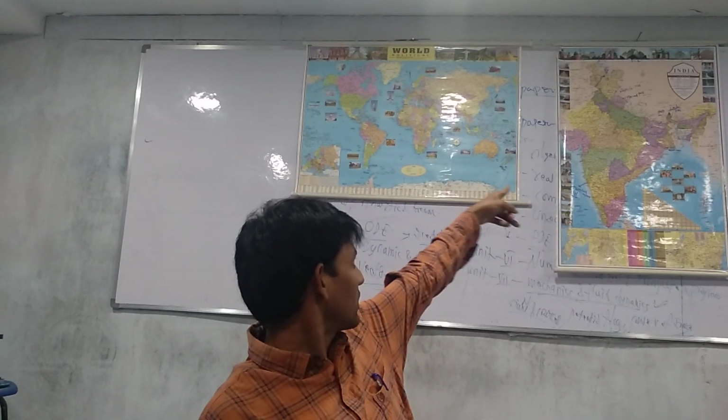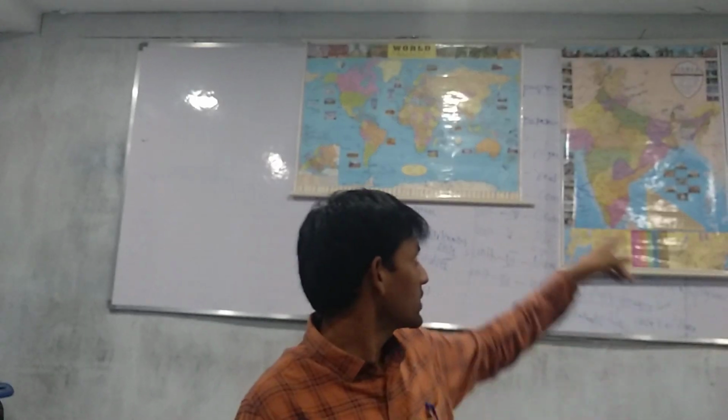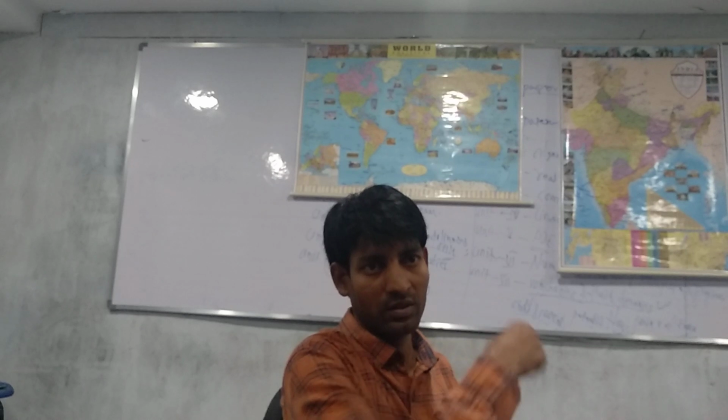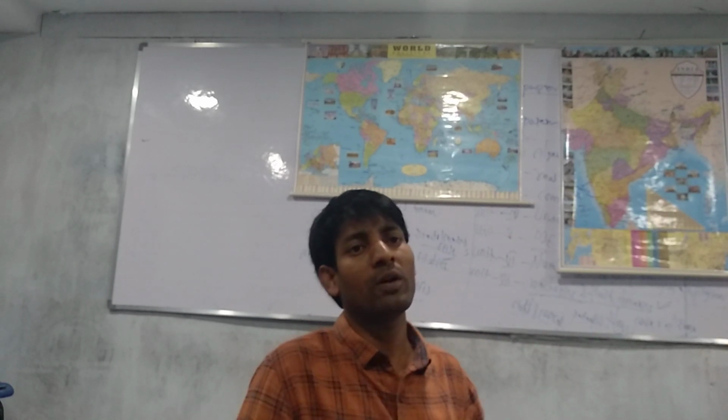So what are the geography contents, and at the same time how the map is there. As you can see here, our India map is there. At the same time, the world map is also there, as you are seeing on the board. So we have two maps, India and the world map.